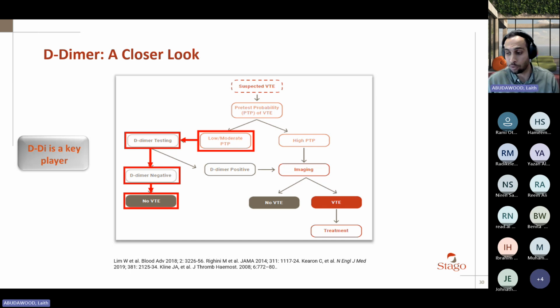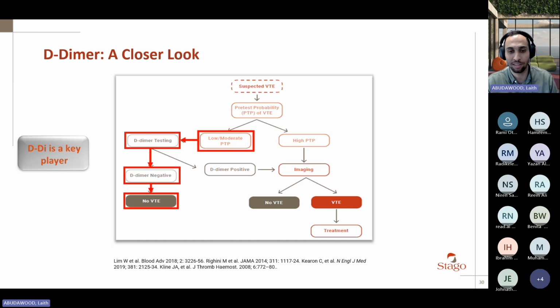Do you have a pain in your leg, for example? Do you have a pain here? Do you have this? Do you have that? Based on your answers, based on your symptoms, I can say you have a high probability of having a VTE or PE, in which case I will not wait for the D-dimer. I will immediately send you for imaging.